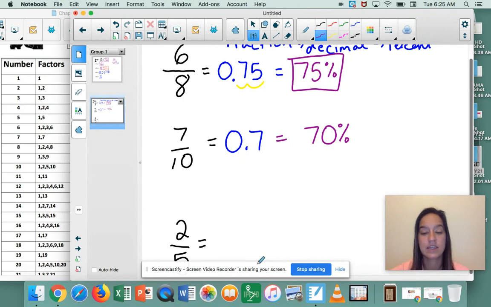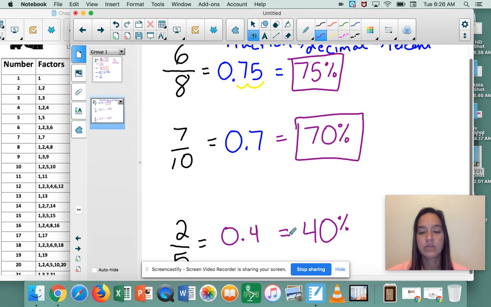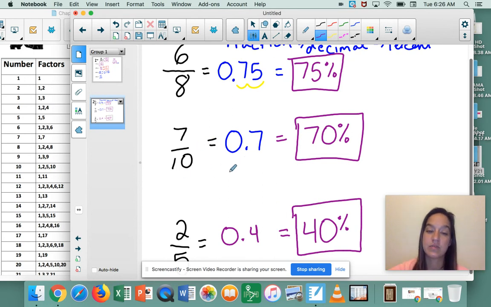Okay. All right, let me scroll down a little bit. And here we go. 2/5. 2 divided by 5 is 0.4. This can then turn into 40%. And then we get our answers. So again, I take my fraction, I divide by making it into my decimal, and then I take my decimal and I turn it into my percent. And there we have it.